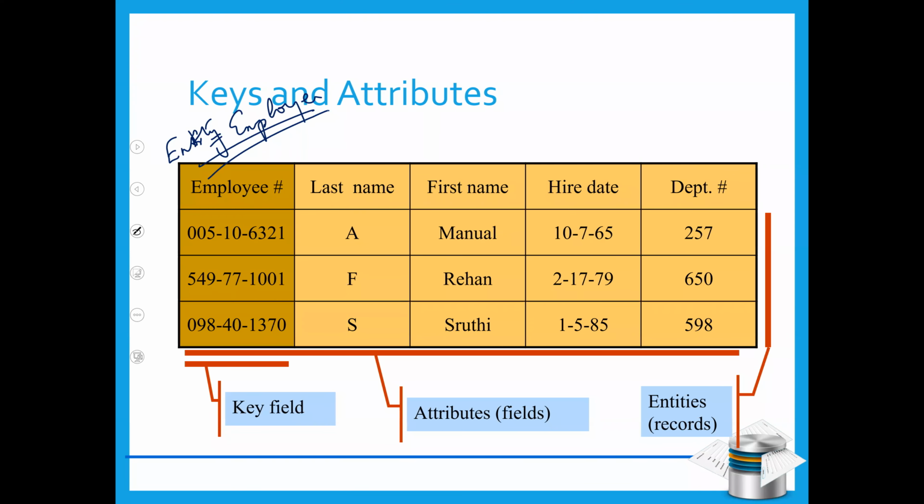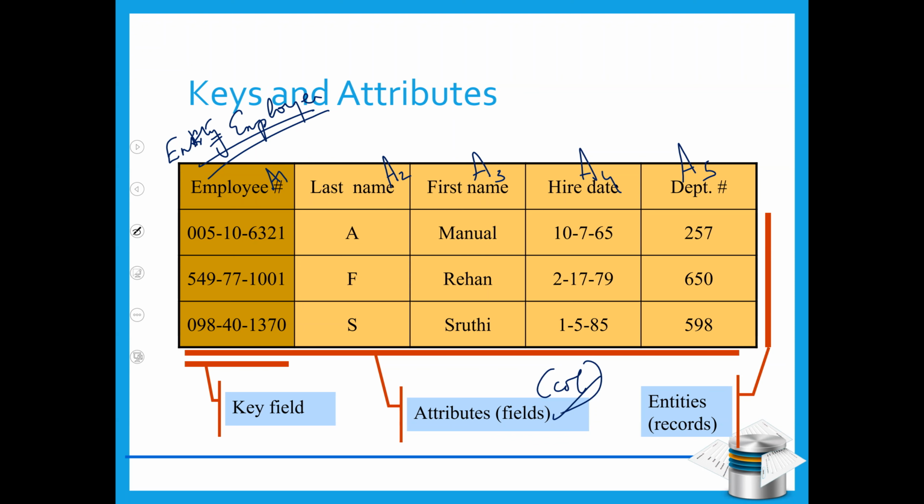Now, I do have 4 attributes over here. This is attribute 1: employee number, first name, last name, hiring date, and department number. I just gave random stuff over here. All these are my attributes or the fields. Very simple. You can think of columns, attributes.